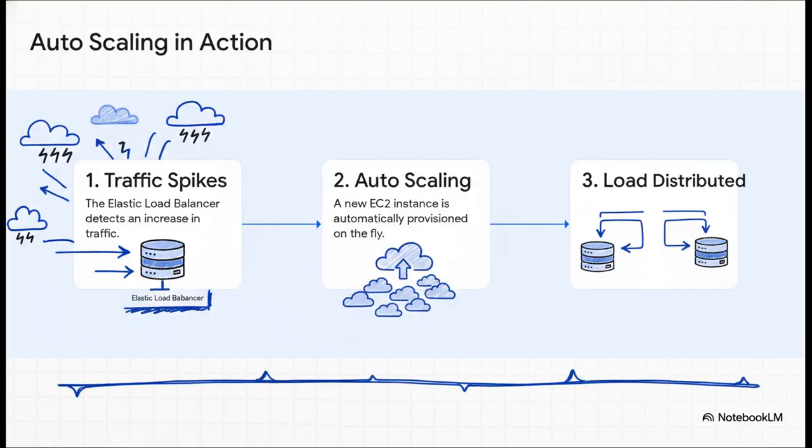So how does this work in the real world? Well, when traffic spikes, the load balancer detects that increased demand. Then, a service called autoscaling automatically launches a brand new EC2 instance and adds it to the group. Immediately, the load balancer starts sending traffic to this new server, sharing the load, and it all just happens in moments without any human having to lift a finger.